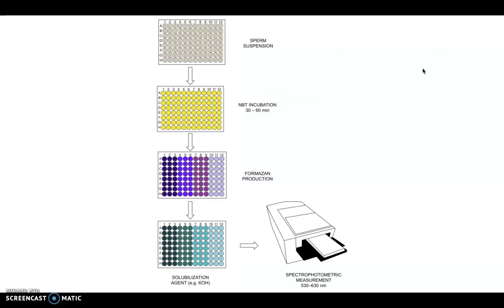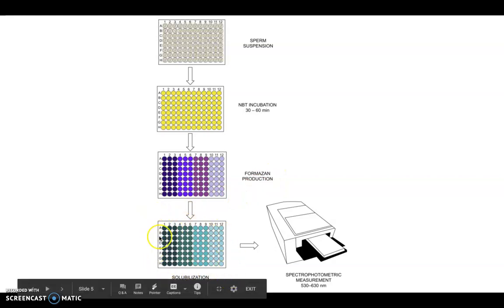So we'll talk about the basic steps over this visual. First, the cells are loaded into the wells and prepared. And then the cells are incubated. Pretty straightforward. And here we see the purplish blue of the formazan production. And I do have to point out that this solubilization step is an additional step.